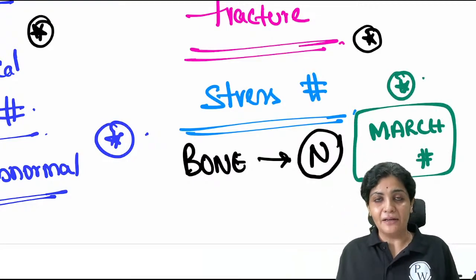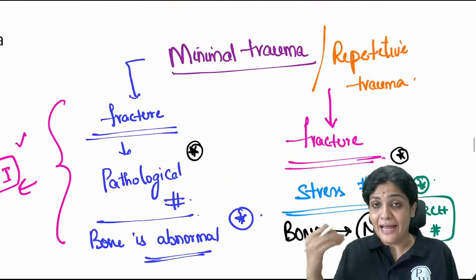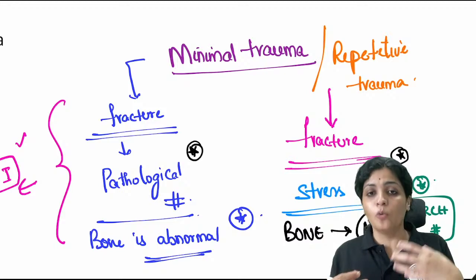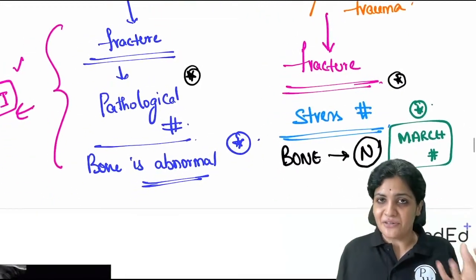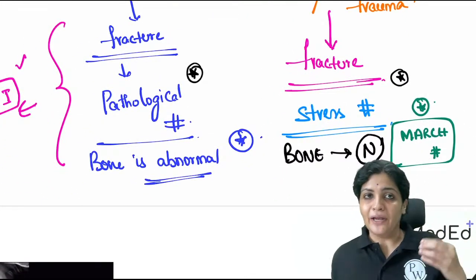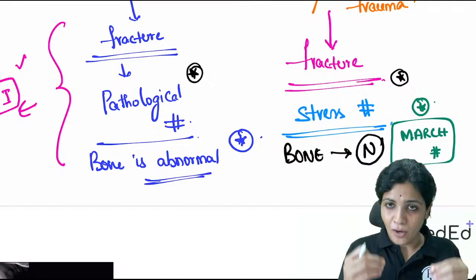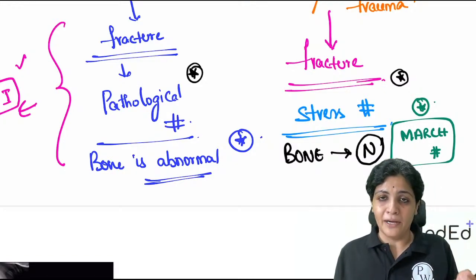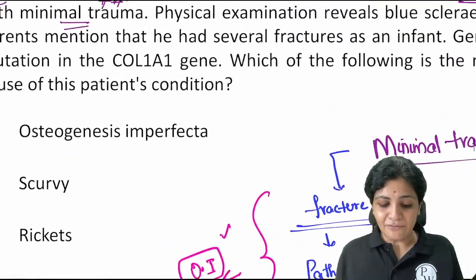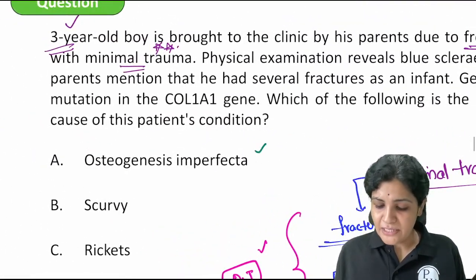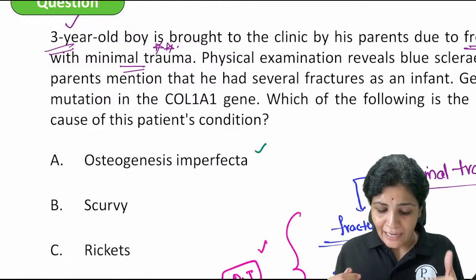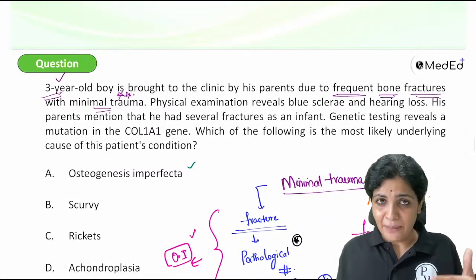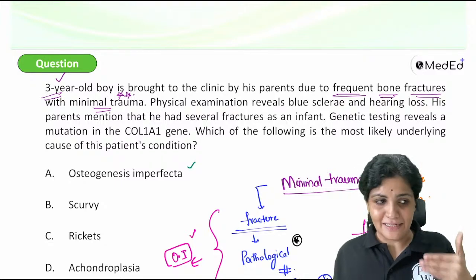What you have to remember here is the fracture has occurred because there is repetitive, continuous trauma over the normal bone, which has resulted in a stress fracture. Whereas if the bone itself is abnormal, there is some pathology in the bone. That is why even a minimal trauma is resulting in a fracture. Now, the example here is osteogenesis imperfecta. But before arriving at that diagnosis, let us see what are the other clues which help us to clearly understand this.